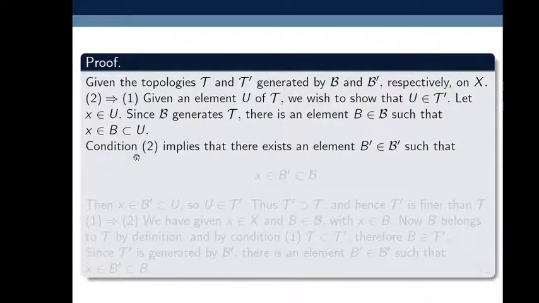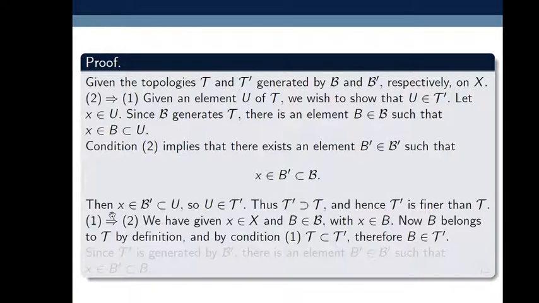But condition 2 implies that. What was condition 2? For every x belonging to X and each basis element B containing x, there is a basis element B dash belonging to script B dash such that x belongs to B dash, which is contained in B. So condition 2 implies there exists an element B dash belonging to script B dash such that x belongs to B dash is contained in B. But B is contained in U, that's why x belongs to B dash is contained in U.